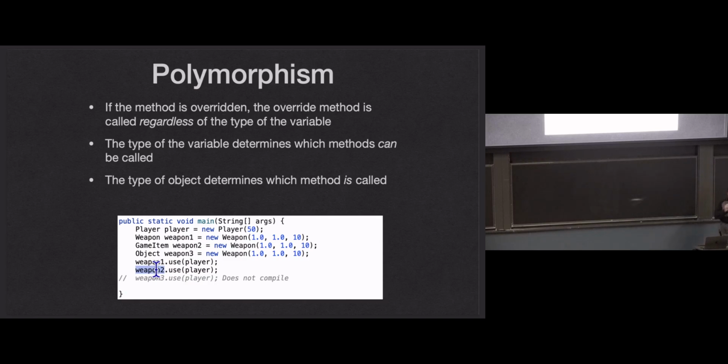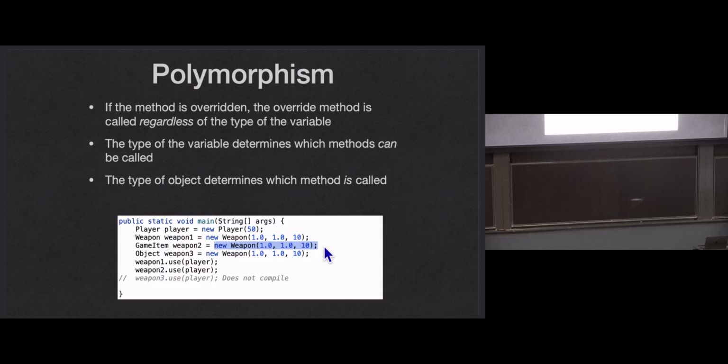But the same thing happens when we say weapon2.use. It's actually the same procedure. So the type of the variable determines if this is legal code or not. Can we call this method or not? Once the variable says, yeah, you can do that, that's it. The variable's job is done. And then everything else is just like we did with the inheritance. We go over to the heap, we find an object of type weapon, and as soon as we follow that reference over to the heap and find a weapon, we forget about polymorphism.